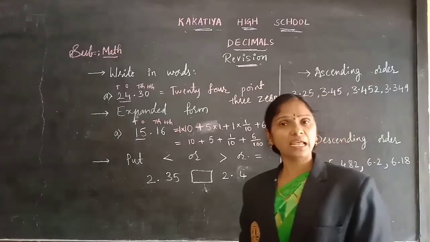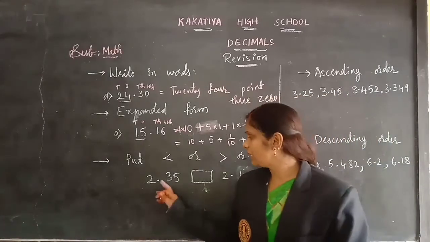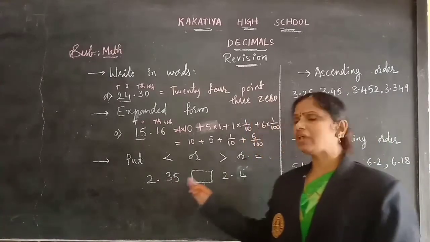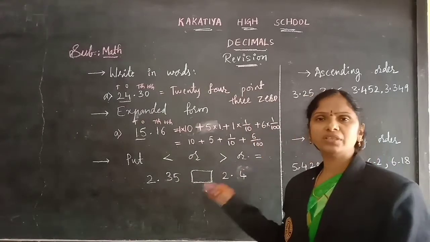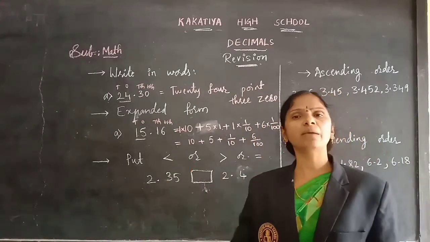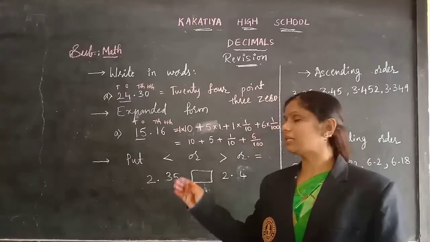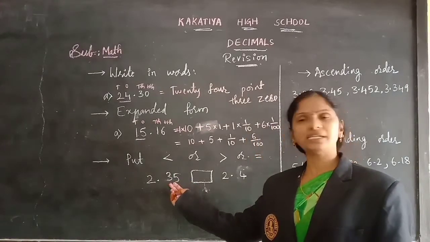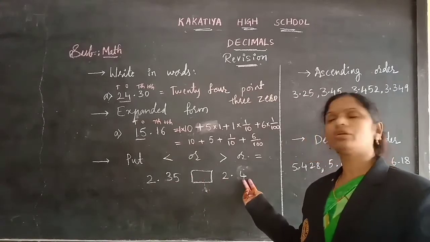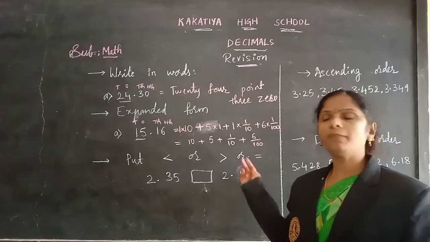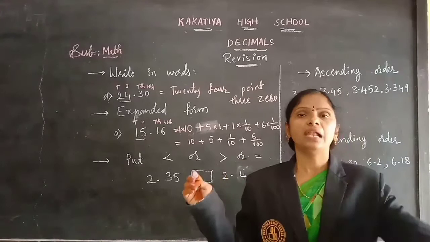Like decimals and unlike decimals mean what? After the decimal point, if we have two numbers with the same number of digits, that type of decimals are like decimals. Like decimals are nothing but, here 2 digits after the decimal point, here also it should have 2 digits only. So that type of numbers are like decimals.